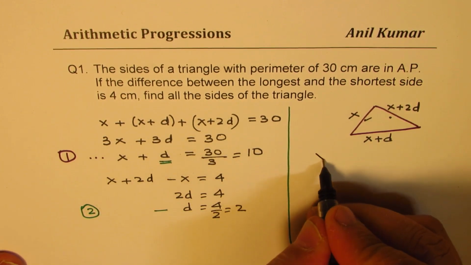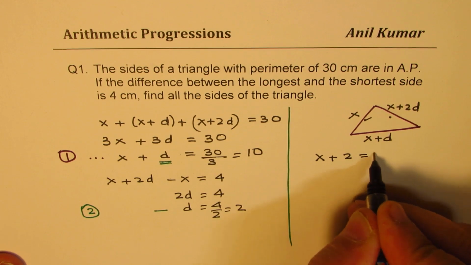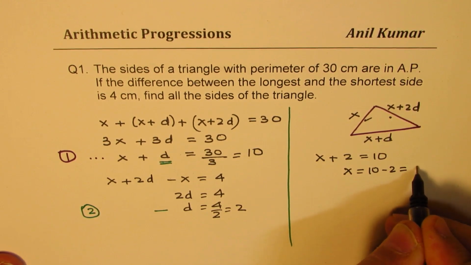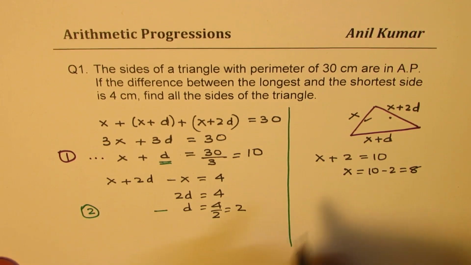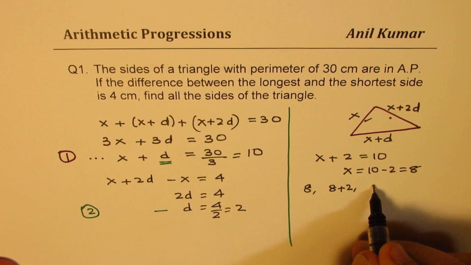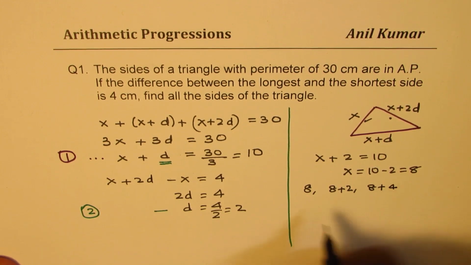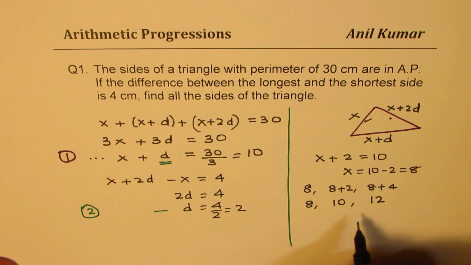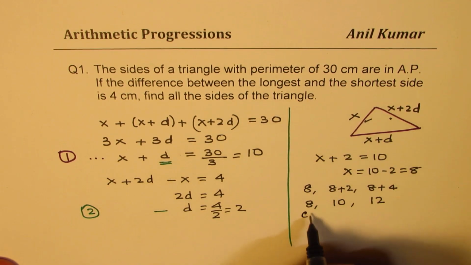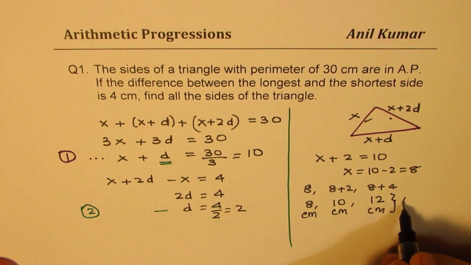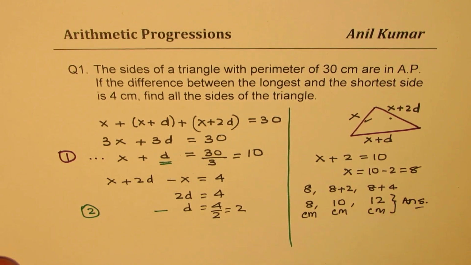So we have x plus 2 equals to 10. So that means x is 10 minus 2, which is 8. Since d is 2, we have 8. The other side is 8 plus 2, and the third is 8 plus 4 as expected. So the answer is 8, 10, and 12. Units will be centimeters. Correct? So that becomes the answer for the given question. So I hope that is absolutely clear.